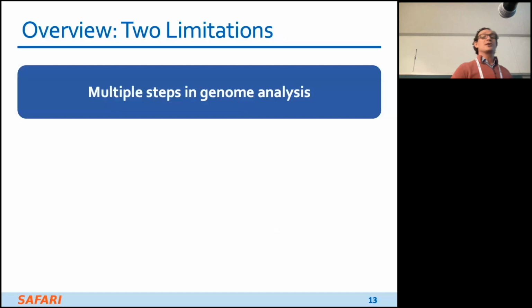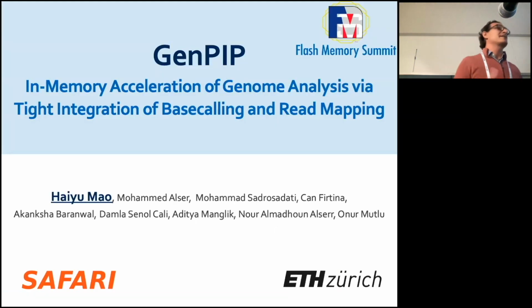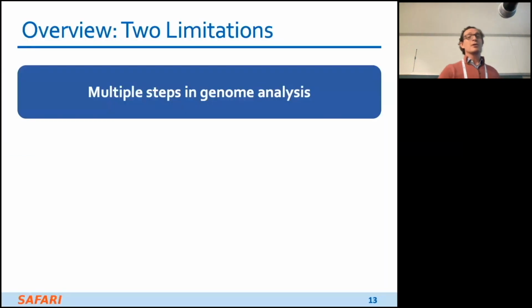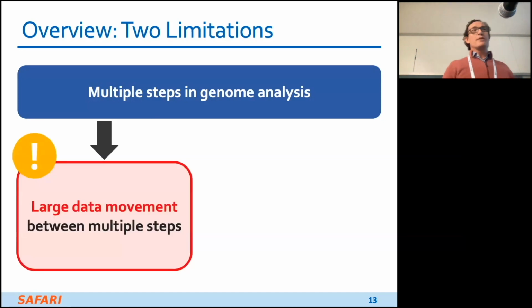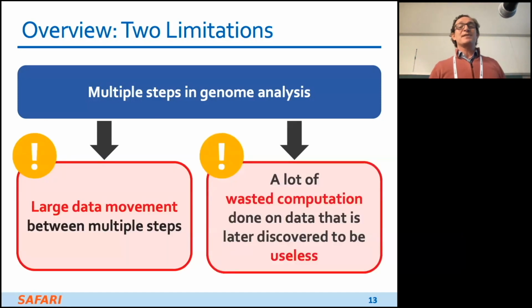Now, let me go into a particular example of how we're accelerating this. This is a big area. I'm going to give you an example which we published in MICRO last year. So basically, you have multiple steps in genome analysis. I didn't give you the full picture, but once you actually get these reads, you need to reconstruct them. After you reconstruct them, you need to analyze them. And then after that, you need to start asking questions. Oh, is this the gene that I'm concerned about? Or how does this genome look compared to many other genomes I have in my database? So in all of these analyses, you have large data movement between multiple steps and a lot of wasted computation. And in this work, we're going to target both of them.